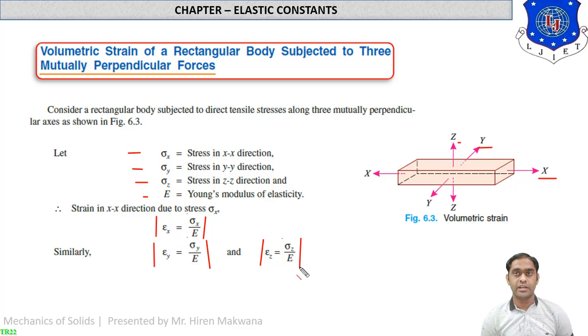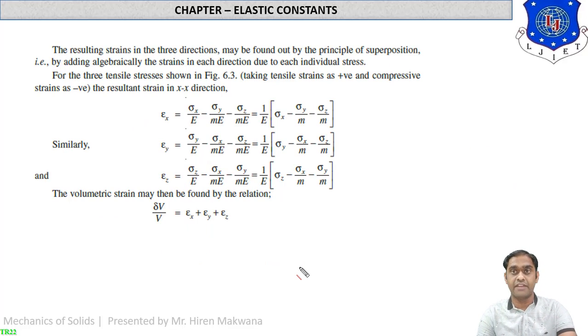What we have to calculate? We have to calculate delta V by V, meaning volumetric strain. This is an empirical relation, you just have to memorize it directly. There is no derivation, no perfect derivation for this.